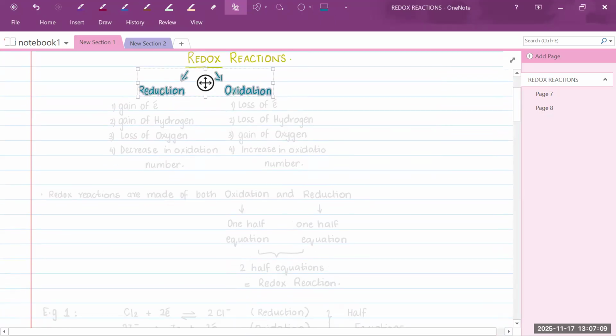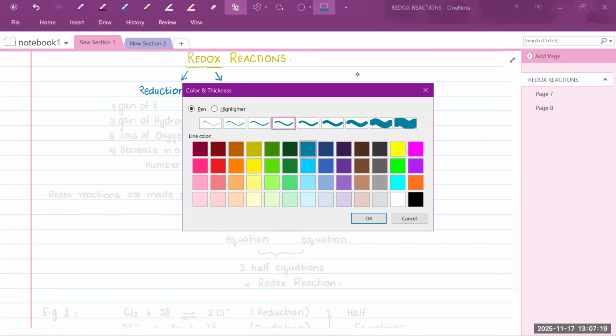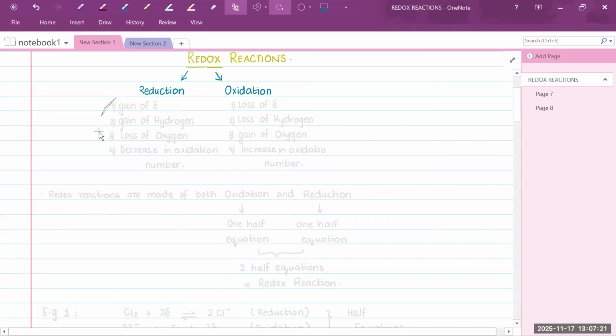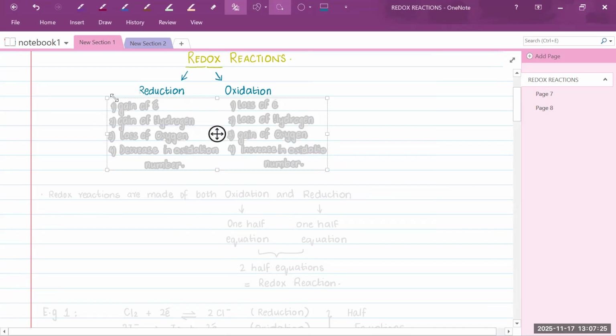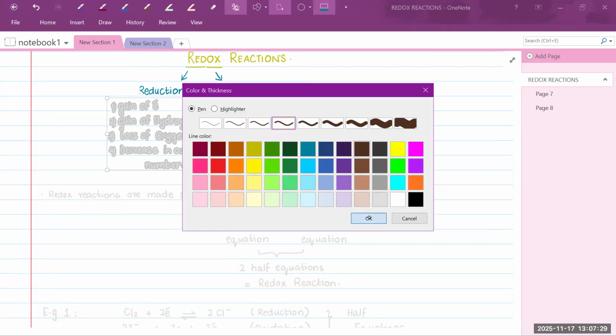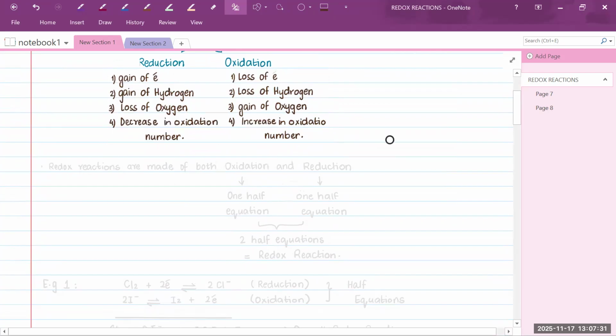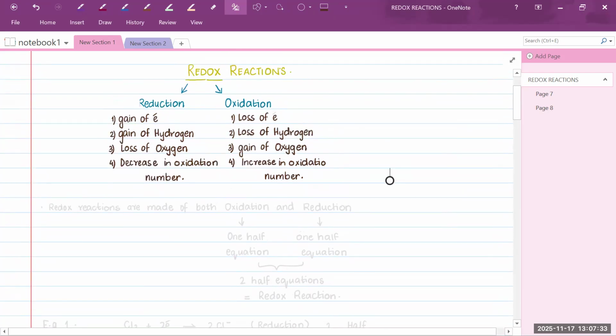Now moving on to the definitions. Reduction is a process of gain of electrons, the gain of hydrogen, the loss of hydrogen, and the decrease in oxidation number. Similarly, oxidation is the complete opposite of reduction. It's the loss of electrons, the loss of hydrogen, and the gain of oxygen, and increase in oxidation number.